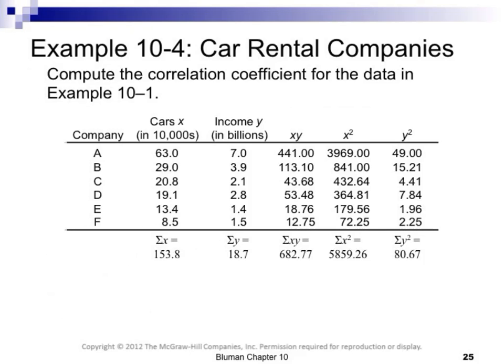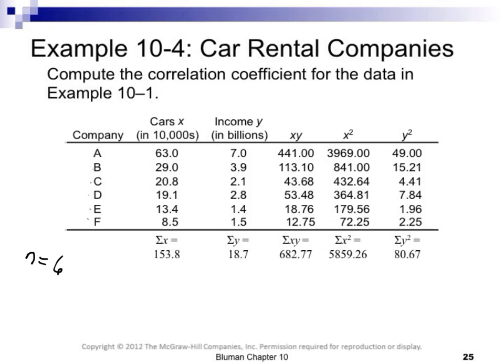So here we have a car-related company, and this is the data for cars sold and income in billions of dollars. If we look at our n, how many data pairs do we have? We have A through F, so we have 1, 2, 3, 4, 5, 6 data pairs.